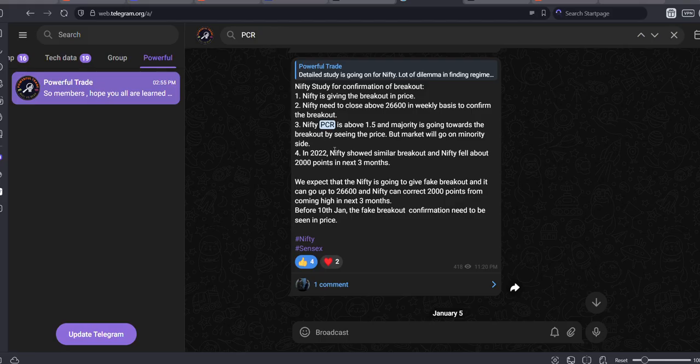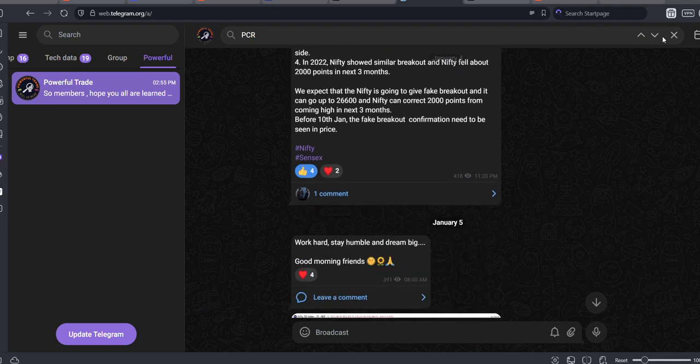See, when PCR is above 1.5, which means the majority of the people are on the bullish side, that is where the market may go in the other direction. That is what we told, and within a few days there was around a 500 to 600 point fall. That is the first instance. Now let's see the second instance.